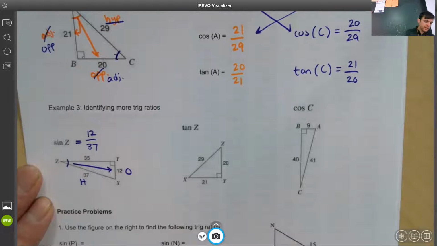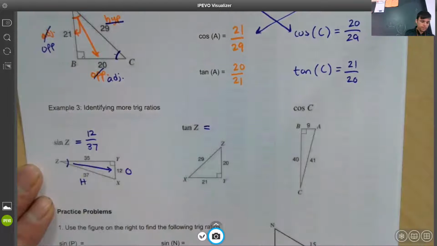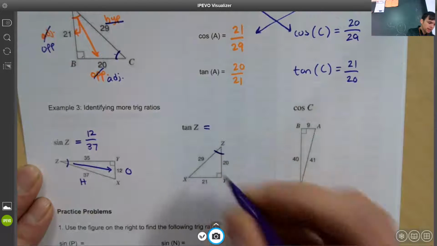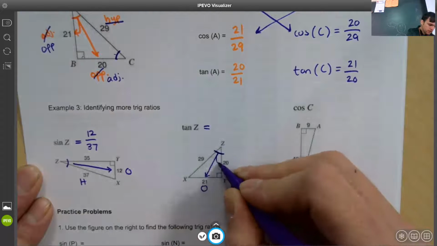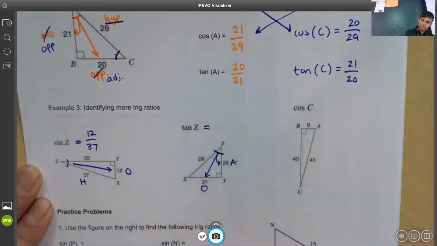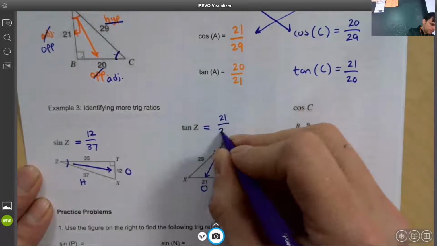Moving forward, let's go ahead and do this next one. Tangent of angle Z. So tangent is equal to the opposite divided by the adjacent. Angle Z is right here. So the opposite is over here. The adjacent is right here. 21 over 20.